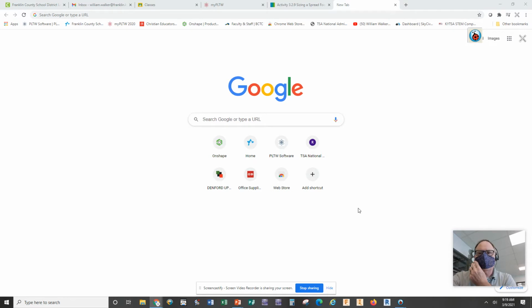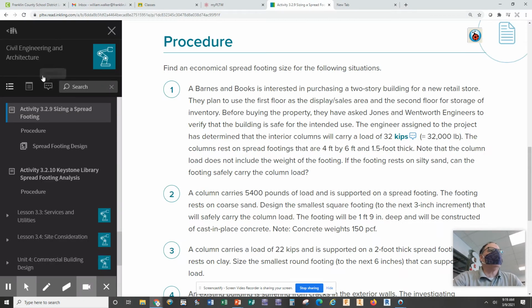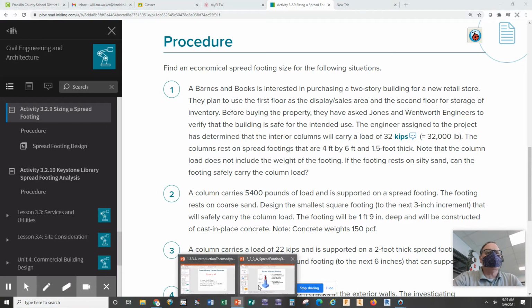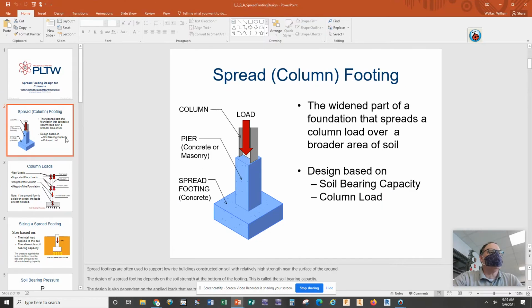Okay, civil engineering students, I wanted to share with you how we're going to size what we call a spread footing. And this is in lesson 3.2.9, sizing a spread footing. If you look at the PowerPoint on this one, very good PowerPoint as far as illustrations.